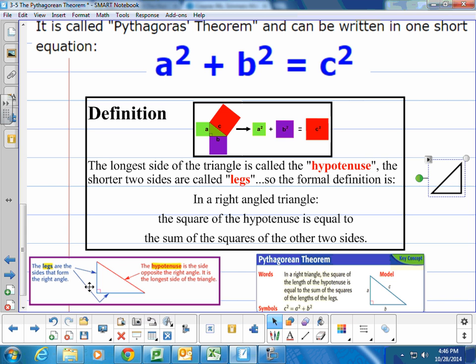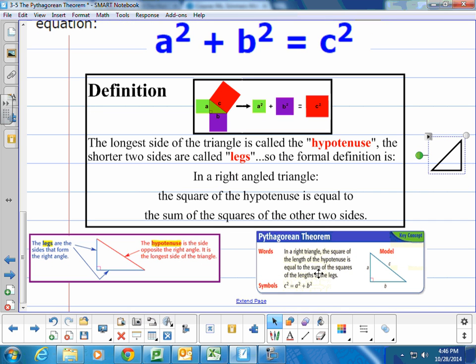The legs are the sides that form the right angle. So those two sides meet to make that right angle there. In other words, in a right triangle, the square of the length of the hypotenuse is equal to the sum of the squares of the lengths of the legs. Notice how it's written backwards here, and that's okay. We'll talk about that on another page as well.